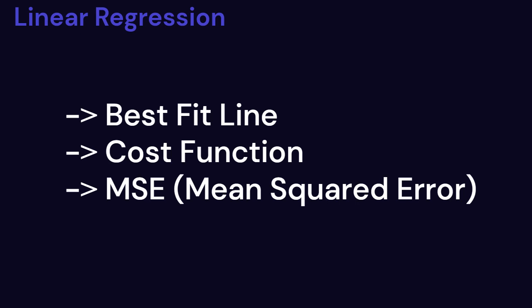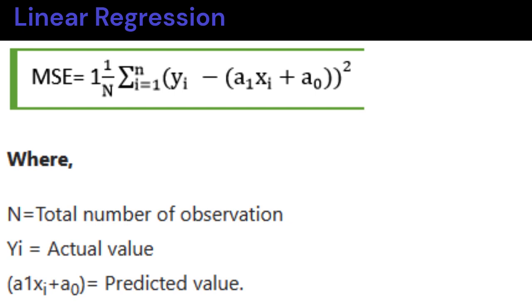We can use the cost function to find the accuracy of the mapping function, which maps the input variable to the output variable. This mapping function is also known as the hypothesis function. For linear regression, we use the mean squared error, MSE, cost function, which is the average of the squared error between the predicted values and actual values. It can be written as follows, where n is the total number of observations, y is the actual value, and a1x plus a0 is the predicted value.